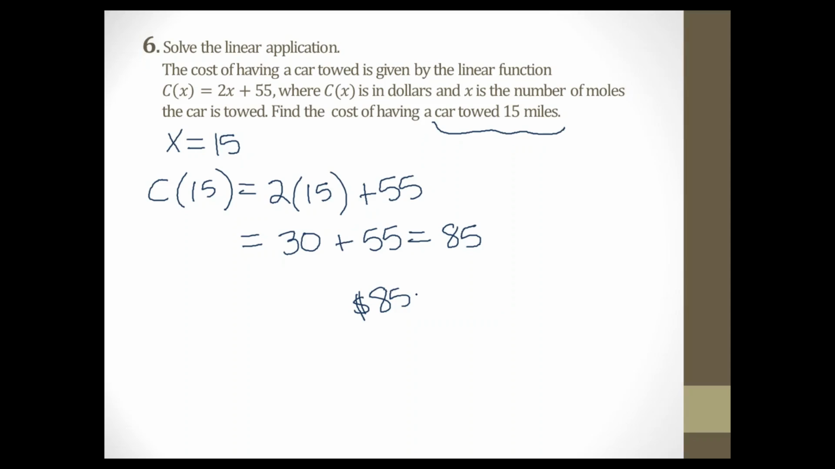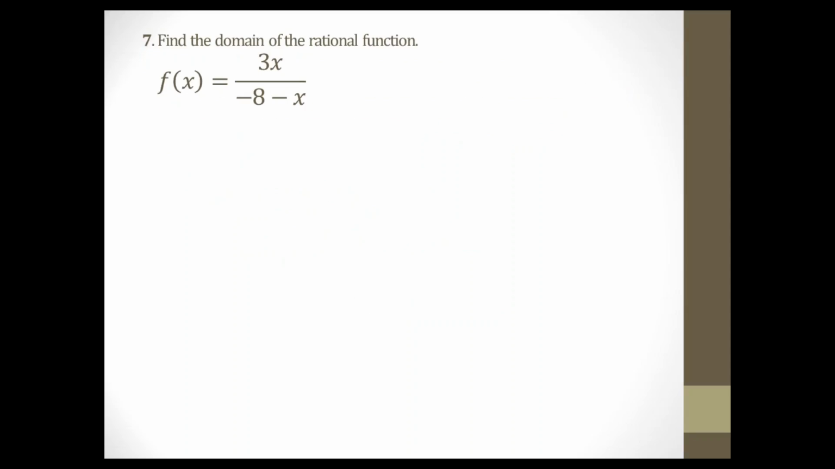Okay, moving on. Number 7, find the domain of the rational function. So we have f of x equals 3x over negative 8 minus x. So we're finding the domain. There are two main scenarios we want to pay attention to. We want to pay attention to whether we would ever have a variable in the denominator, and then we want to check whenever we have a square root.